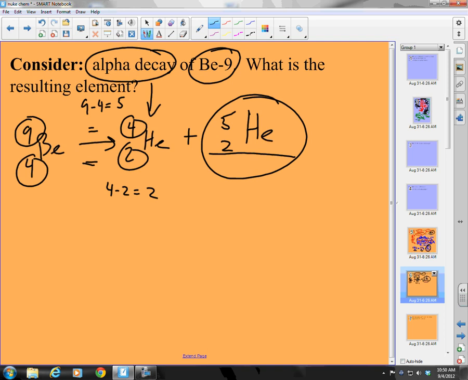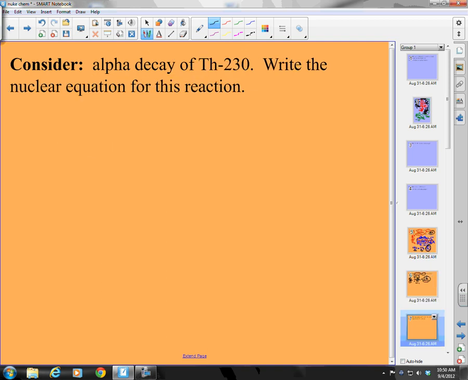Good. Let's see what you can do on your own. Here it is. Consider alpha decay of thorium-230. Write the nuclear equation for this reaction. Okay, just put me on pause and work this out. And when you have an answer, bring me back to life. Okay. Well, good. I hope this was a piece of cake for you.